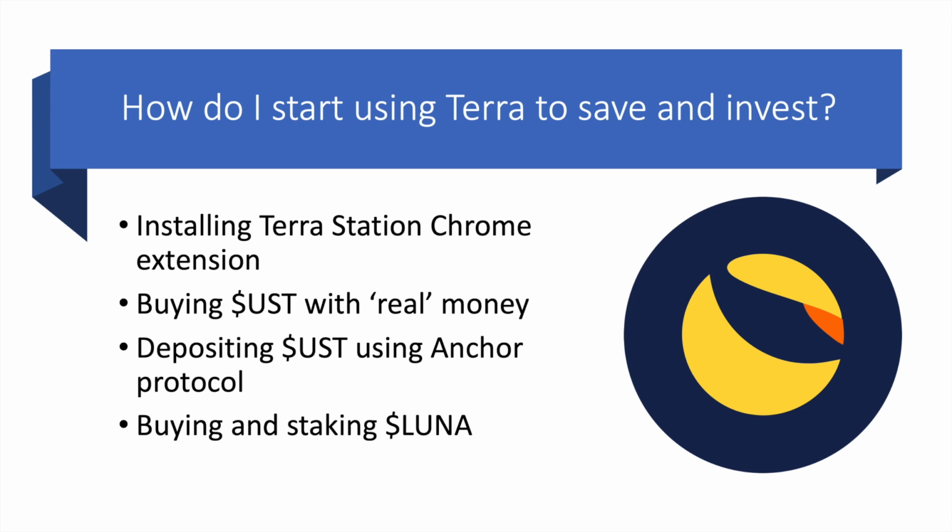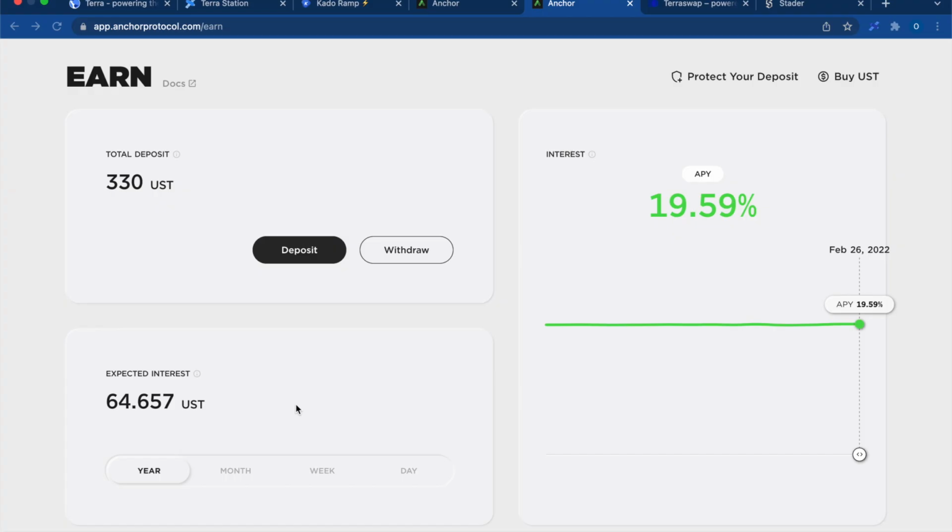Finally, what I want to do today is buy and then stake some Luna token. And I'm hoping that over the course of the next few years, Luna really is going to appreciate in value by maybe 10 times, if not more. So this is where I can really increase my wealth through monthly deposits into the Terra ecosystem.